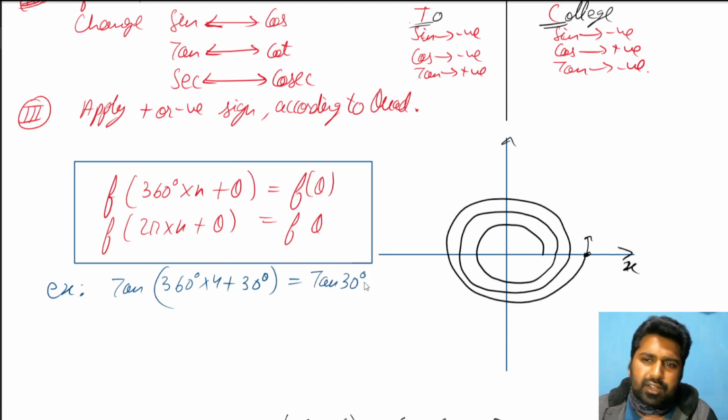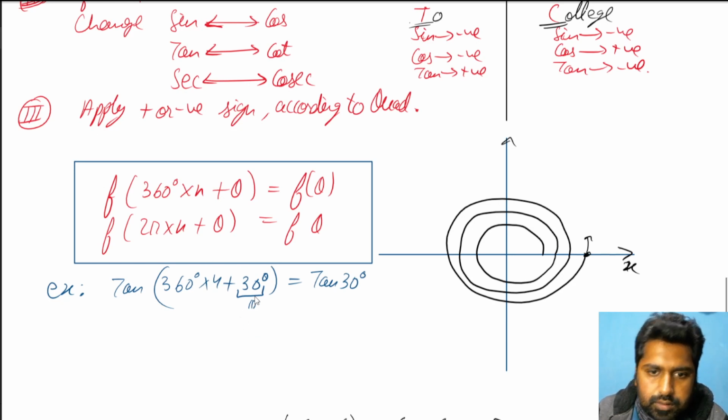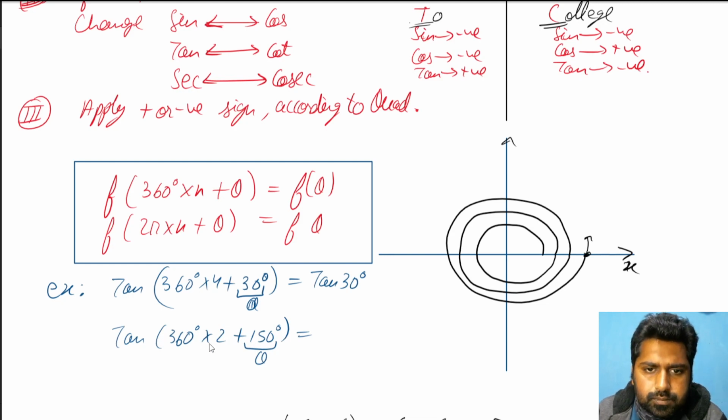Means there is no effect of rotation as such, because you land again in the first quadrant. It doesn't matter whether this is 30 or even 180. For the time being, assume it to be theta. Let's take, instead of 30 degree, tan of 360 degree into, let's say, 2 plus, let's say, 150 degree. Even if your theta is not acute, for the time being, assume it to be acute and use this, that there is no effect of rotation.